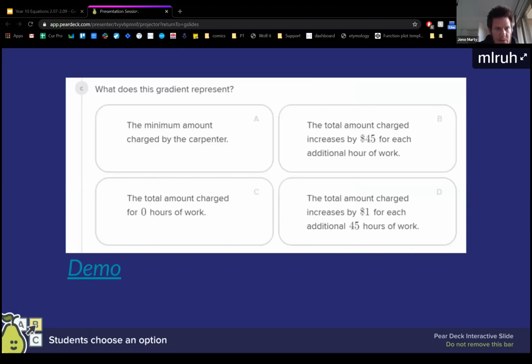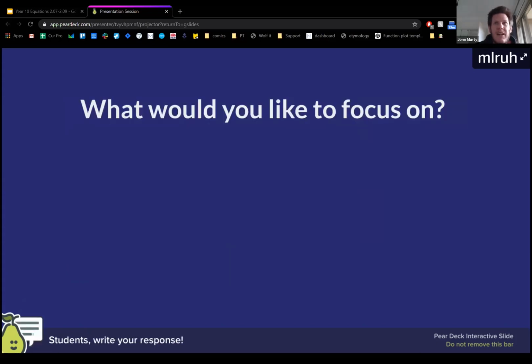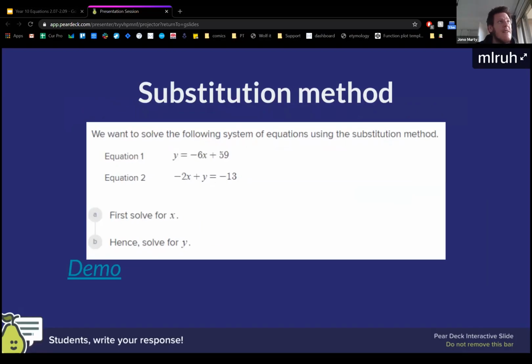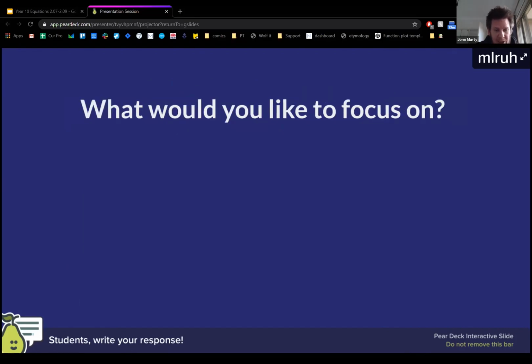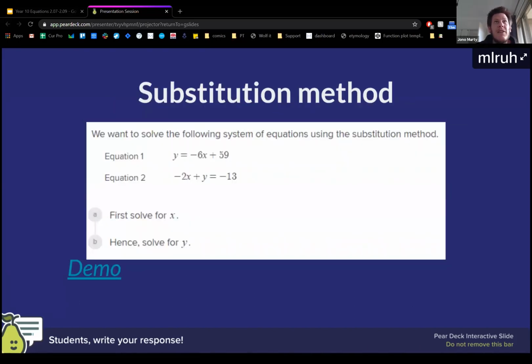Oh, did not mean to just, I thought I deleted that one, sorry. Okay, should have got to this a bit earlier in the lesson. What would you like to focus on? I didn't even put my choices. What happened there? Let's just continue on. All right, back to the substitution method. That slide was supposed to have a multiple choice asking if you wanted to concentrate on substitution or elimination or graphing, but we'll just move on because I did not put anything. Okay.